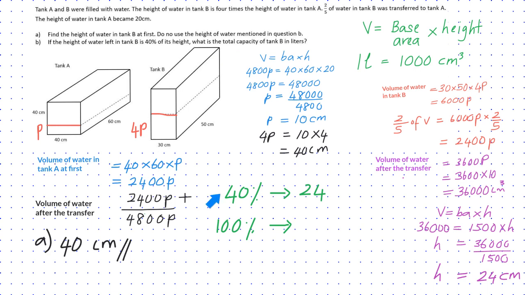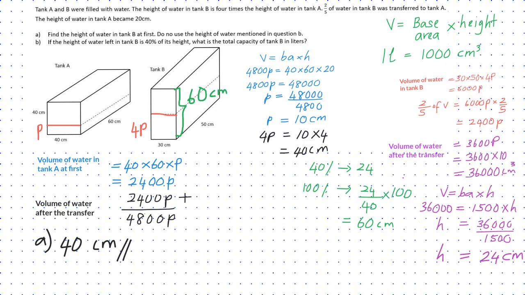Okay, so 40% of the height is 24 centimeters. So we need to find 100% of the height or the total height of tank B. So we divide 24 by 40 to find 1% of the height, and then multiply it by 100 to find the total height, which gives us 60 centimeters. So the total volume of tank B is equal to 30 into 50 into 60, which is 90,000 cubic centimeters.